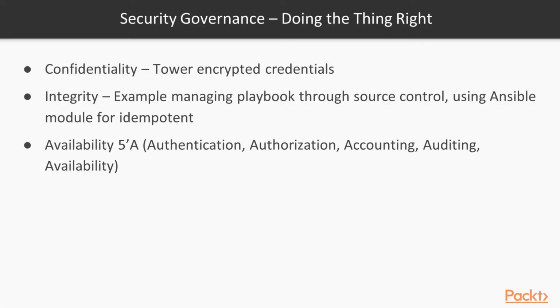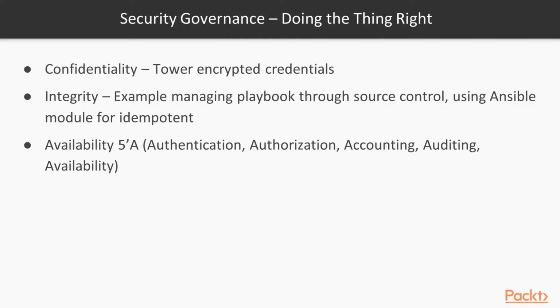Integrity. The concept of integrity means the data is consistent and it hasn't been modified. This modification can result from access by an authorized or unauthorized individual or process. Integrity must also prevent modification of data while in storage or in transit. For example, managing Ansible playbooks using source control only, with the SCM update option, will remove any local modification. Another example could be utilizing Ansible modules for idempotency.